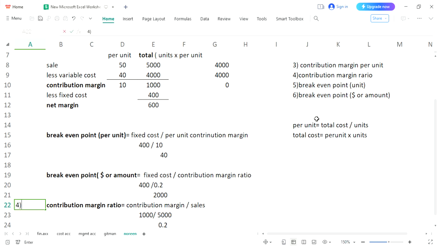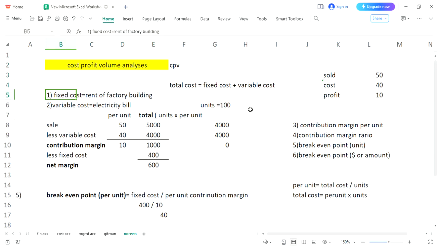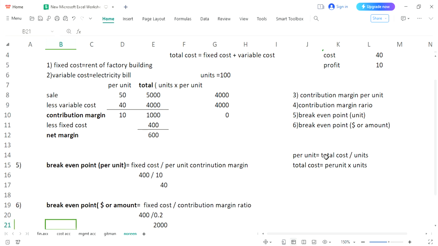And then we have discussed break-even point per unit. This was the fifth formula. So we are going to write 5 over here, and then we discussed break-even point in terms of dollars, the sixth formula, and this is your sixth formula. I am very humbly requesting you to learn and memorize all of these formulas. Total 6 items we have discussed over here, started from fixed cost, variable cost, contribution margin per unit, contribution margin ratio, break-even point, and break-even point in terms of amount. All formulas are written over here.